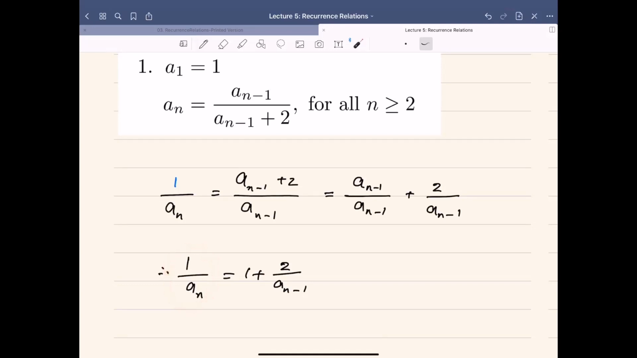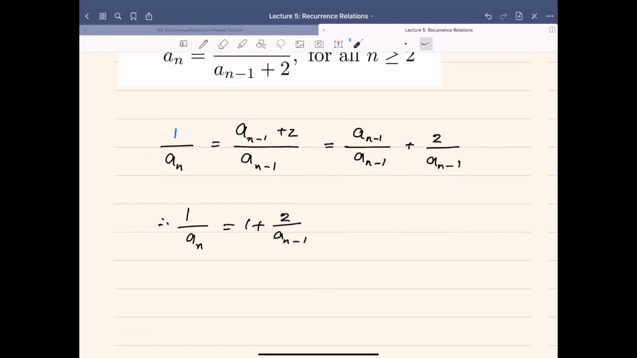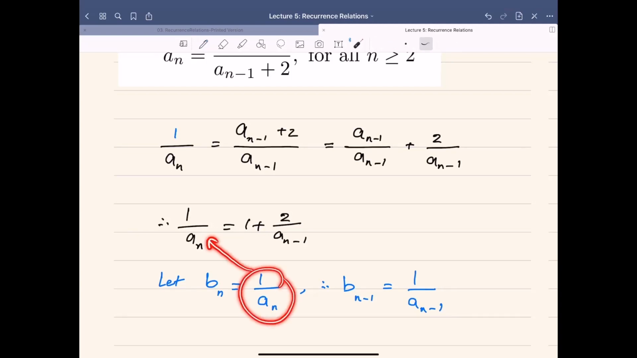So we have 1 over an. And if you take just 2 outside, this is also like 1 over an minus 1. So how about if we do the following transformation? We will say, let Bn, so I will change the name of the recurrence relation into B, let it equal to 1 over an. In this case, what will be Bn minus 1? Bn minus 1 will be 1 over an minus 1. So 1 over an in here is Bn, and 1 over an minus 1 in here is Bn minus 1.